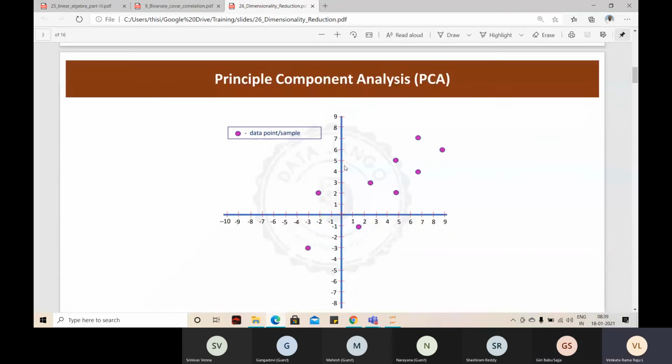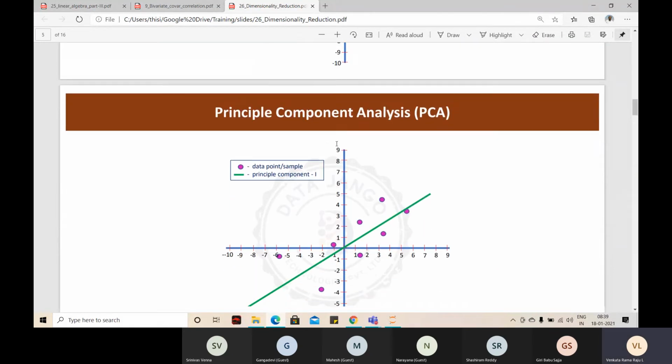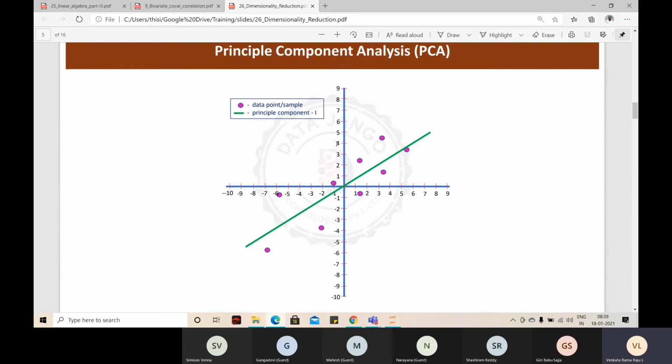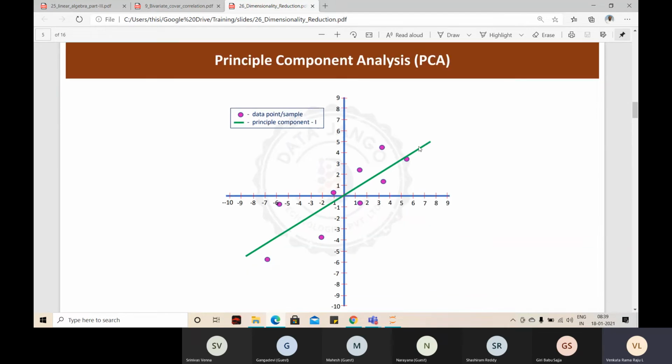This is original data. This is mean centered data. We just adjusted it a little bit. And then it will find the most correlated direction. So that is the first principal component. The first principal component will extract the most essence. The direction in which the relation is strong, in that direction it will find the most essence.